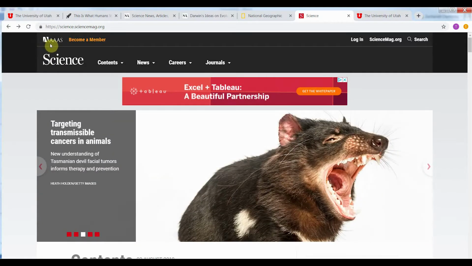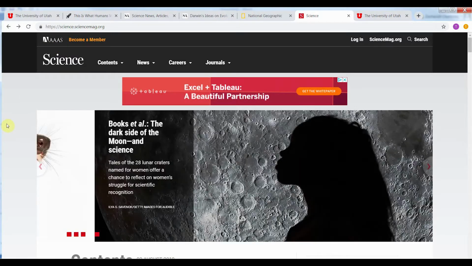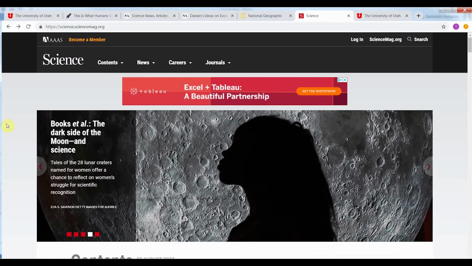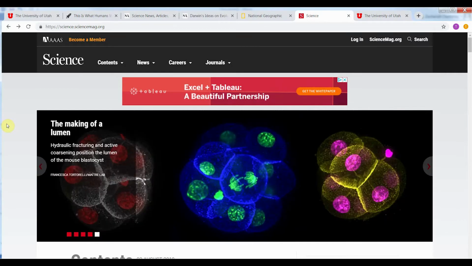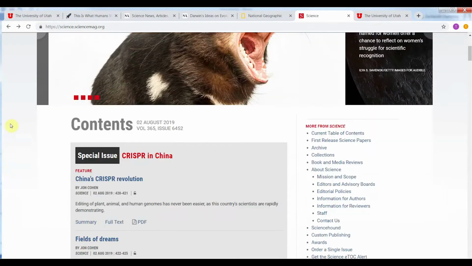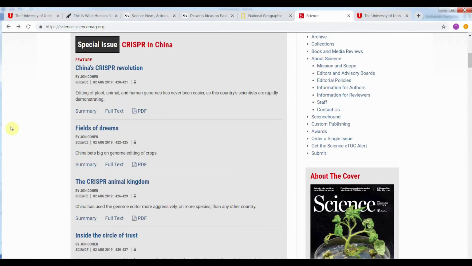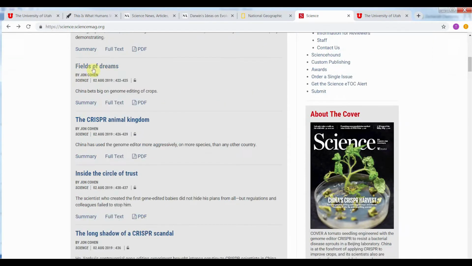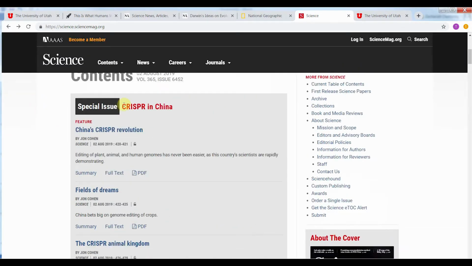magazine. It is sponsored by AAAS, that stands for American Association for the Advancement of Science. They are one of the premier scientific institutions in the United States, and this is probably the biggest scientific journal in the United States. Science magazine, every issue starts off with a lot of stories that are similar to what we might see in Scientific American or National Geographic.